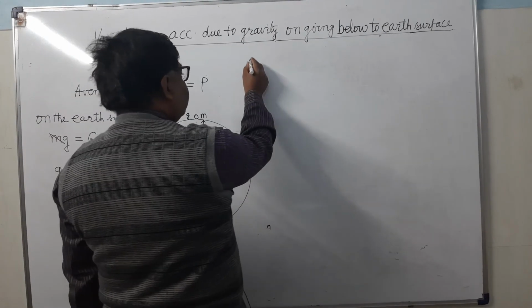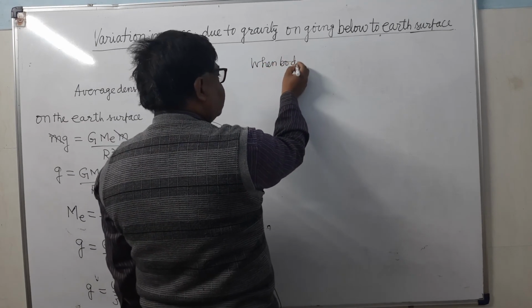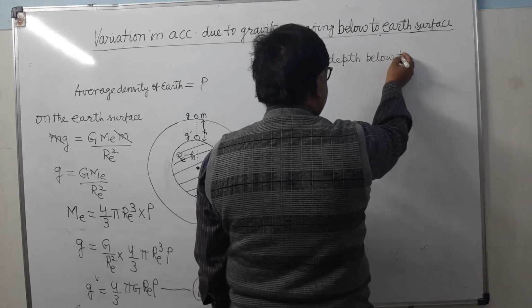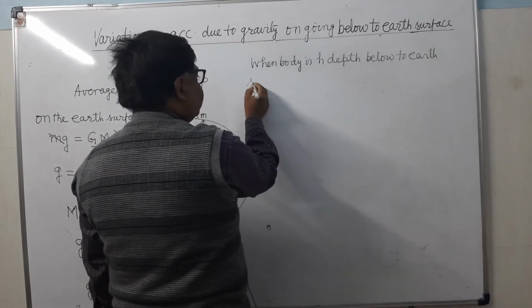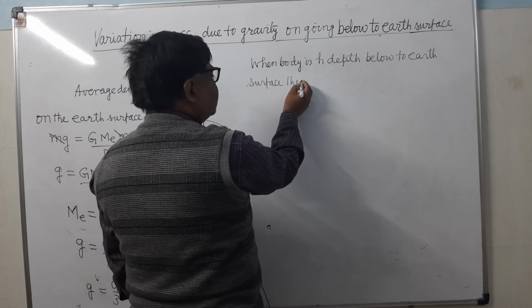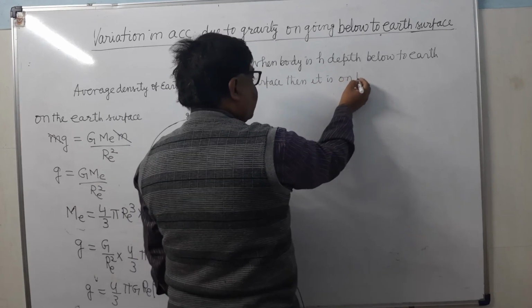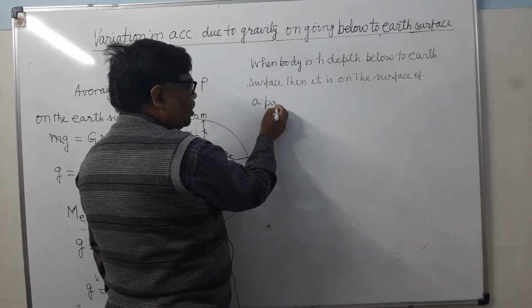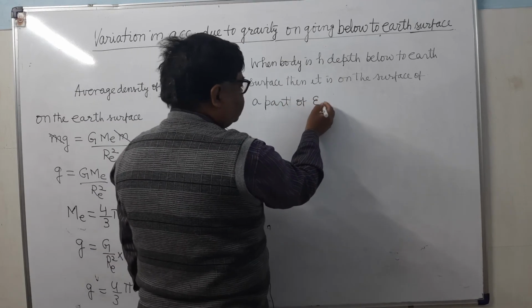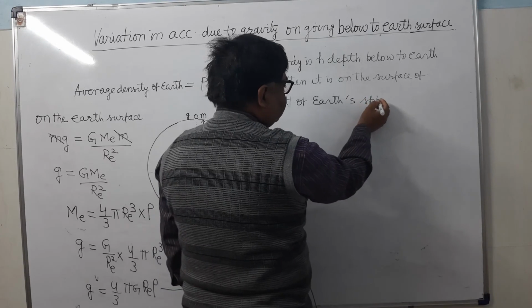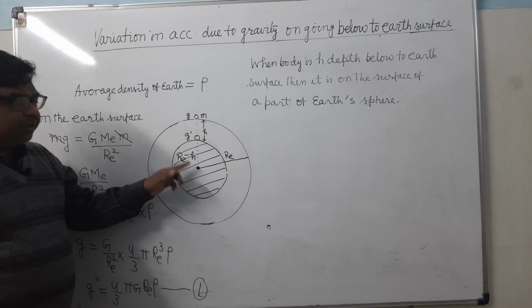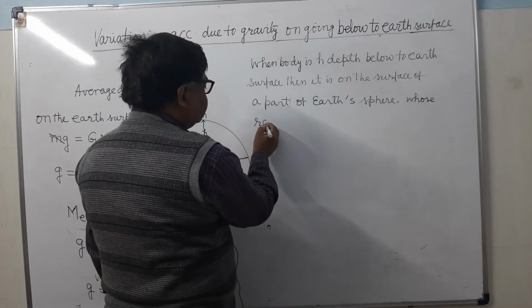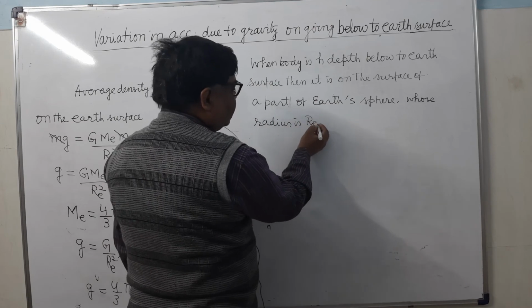So see here, when the body is h depth below the earth surface, then it is on the surface of a part of earth's sphere, and its mass we can assume as me dash, whose radius is RE minus h.